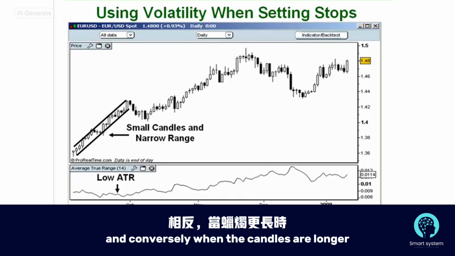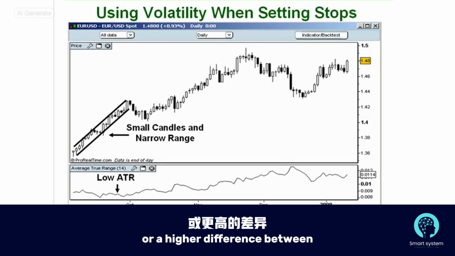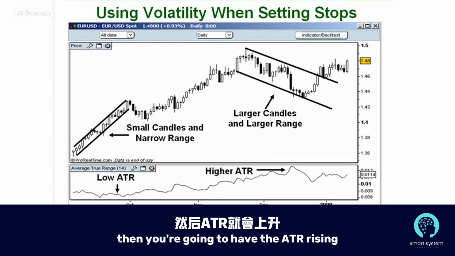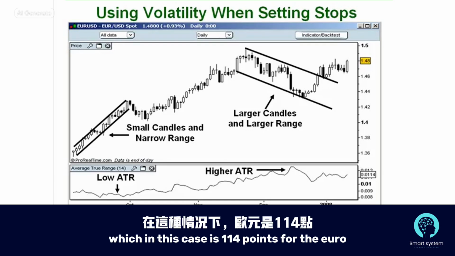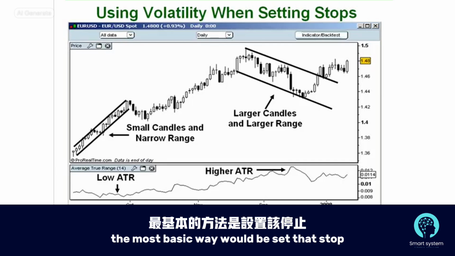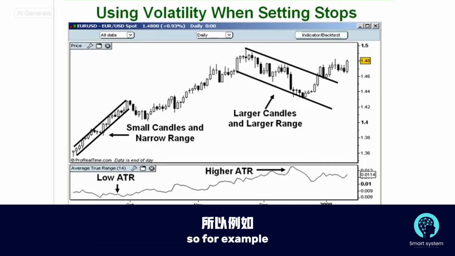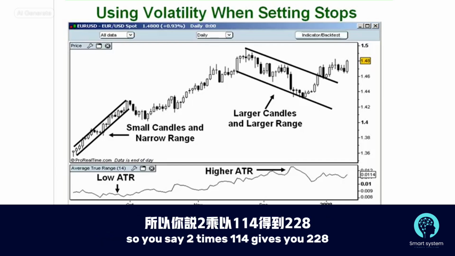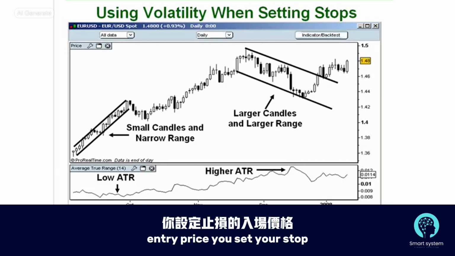And conversely, when the candles are longer, representing a higher range in the market, or a higher difference between the high and low of each day, then you're going to have the ATR rising. What traders will look at a lot of times is the latest ATR number, which in this case is 114 points for the euro, and they will use it in placing their stops. The most basic way would be to set that stop a set multiple of ATR away from your entry price. So for example, set a stop 2 ATR away from your entry point. So you say 2 times 114 gives you 228. That's how many points away from your entry price you set your stop.